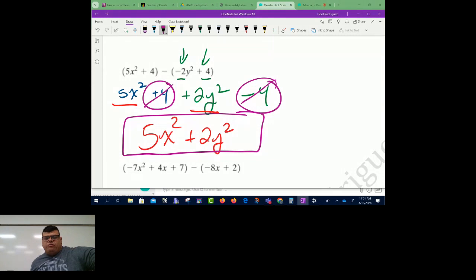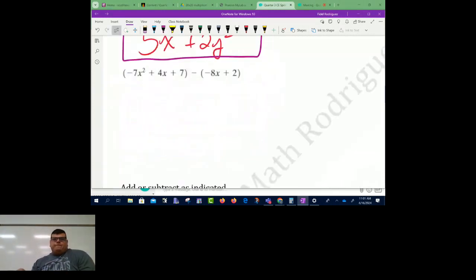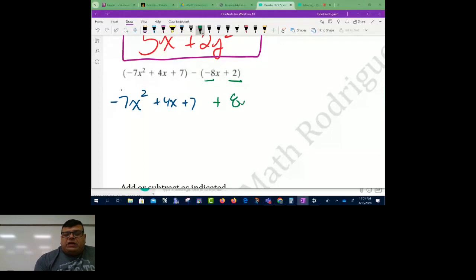All right, guys, I'm going to scroll down a little bit more. And let's take a look at this next one here. So remember, y'all, the first set of parentheses, we just dropped them. Negative 7x squared plus 4x plus 7. On the inside, y'all, those signs are going to change. If it's a minus 8x, I'm going to put a plus 8x. If it's a positive 2, boom, I'm going to put a minus 2.